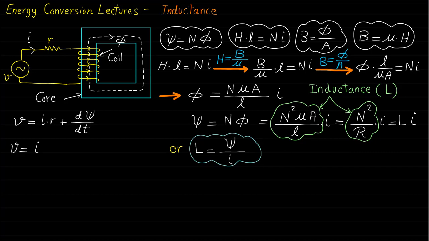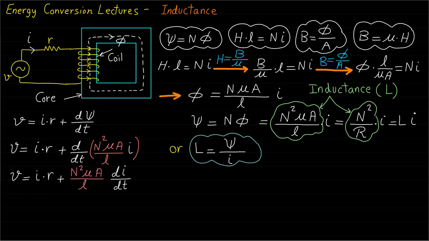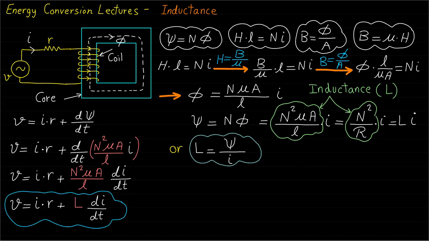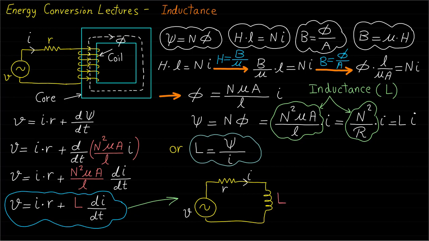Now let's substitute this new formula of psi into the voltage equation V as follows. If we assume that the physical dimensions N, L, and A and the material property mu of the magnetic material are constants, these variables can be taken out of the derivative and the voltage equation can be written as follows. Based on this voltage equation, it is very clear that the inductance represents the interface between the electrical circuit and the magnetic circuit. In other words, the magnetic circuit is simply modeled as an inductance and is used in the electrical circuit.